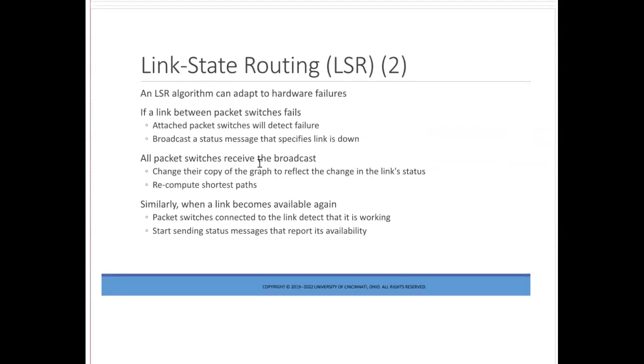An LSR algorithm can adapt to hardware failures. If a link between packet switches fails, the attached packet switches will detect the failure and broadcast a status message that specifies that the link is down. All packet switches that receive the broadcast will change their copy of the graph to reflect the change in the link status and recompute the shortest path. Similarly, when a link becomes available again, the packet switches connected to the link detect that it is working and start sending status messages that report its availability.